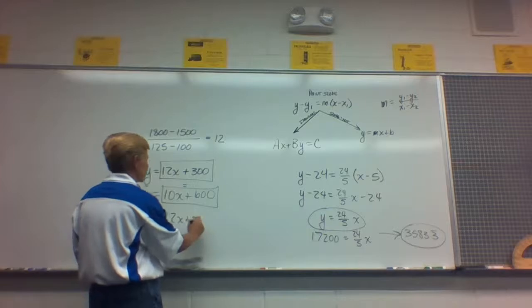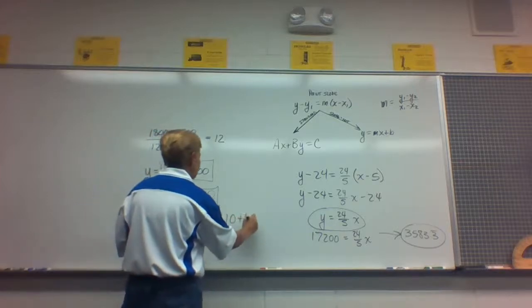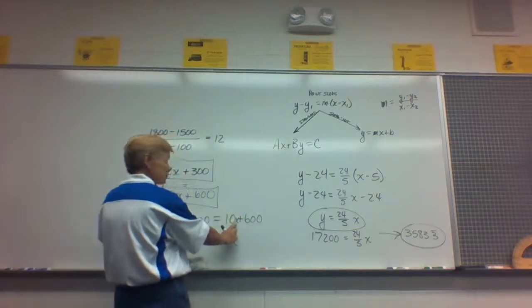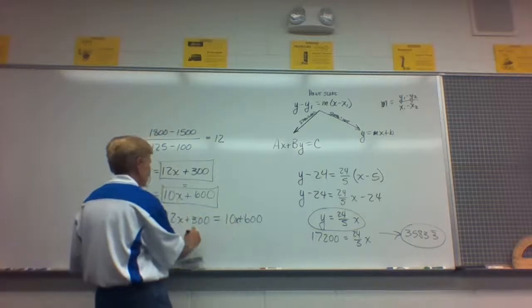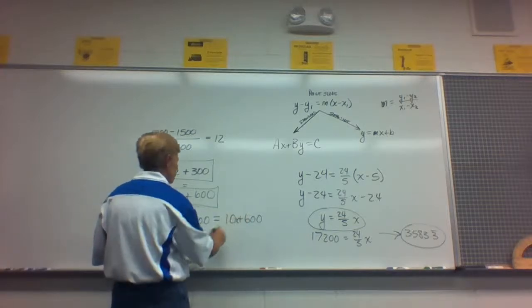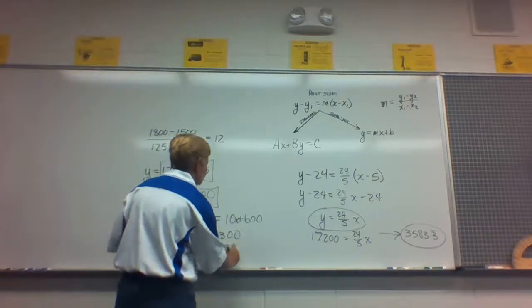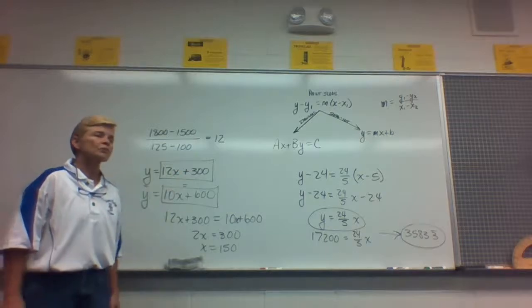12x plus 300. When will that amount of money equal 10x plus 600? And when I say when, I mean how many students, that's what x is. So we do the arithmetic. Well, algebra. 10 from 12 is 2. 300 from 600 is 300. X equals 150 kids. If you have exactly 150 kids walk through the door, doesn't matter where you go.